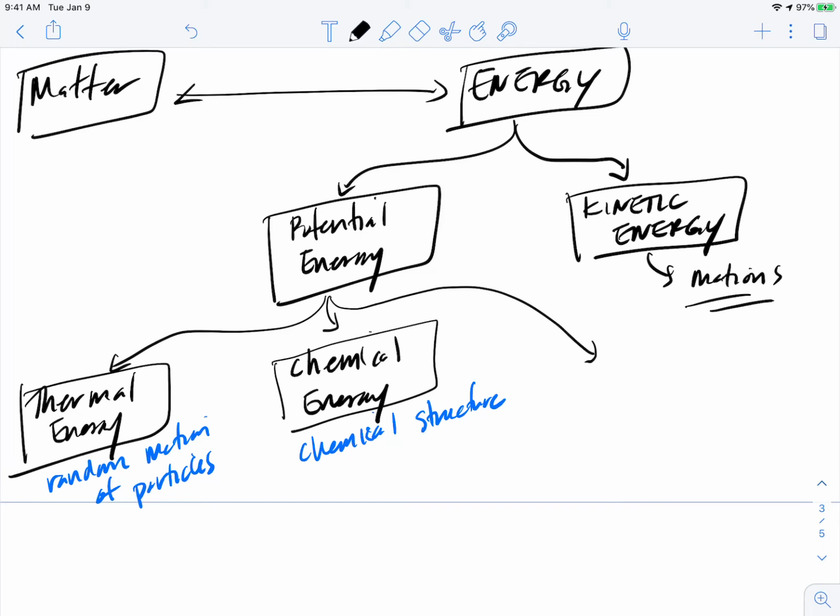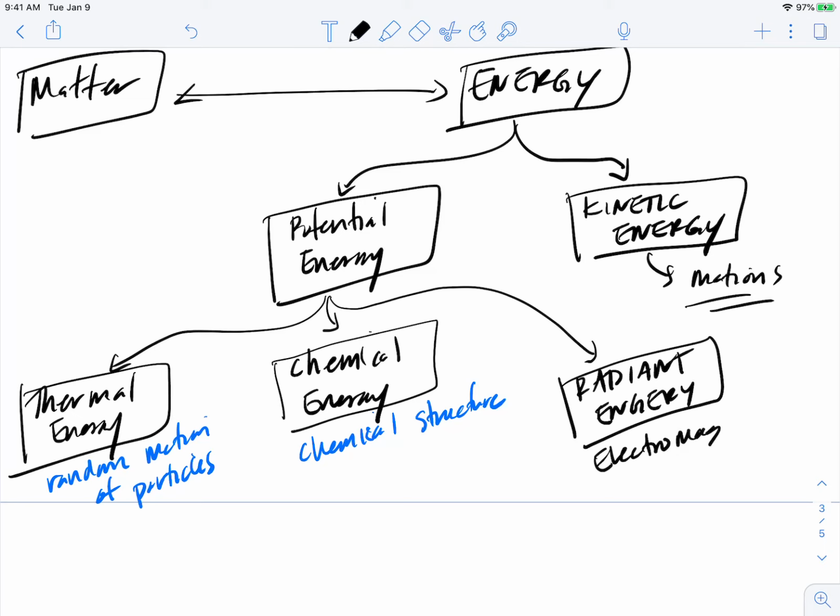And the last is radiation or radiant energy. You could think of anything that is radiated from the sun as a good example of that. So that is electromagnetic radiation. That could be anything from UV light, ultraviolet, infrared, visible, X-ray, the whole entire spectrum. We'll get into this later. These are all different forms of radiant energy. Okay, so that's how we can break down energy into its different components.